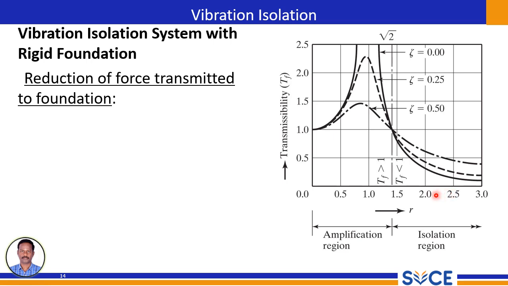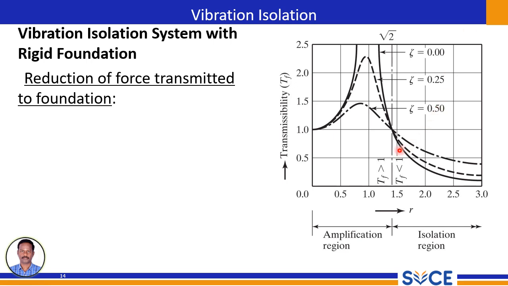Let's start with the curve for zeta equals 0, which represents no damping. You can see a sharp peak at r equals 1, which indicates resonance. At resonance, the transmissibility is very high, meaning the transmitted force is much larger than the applied force. This is undesirable for vibration isolation.